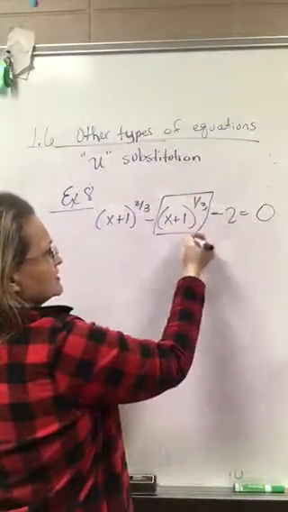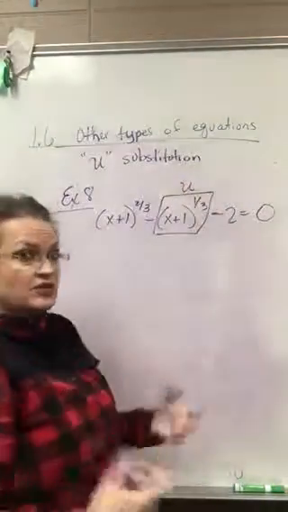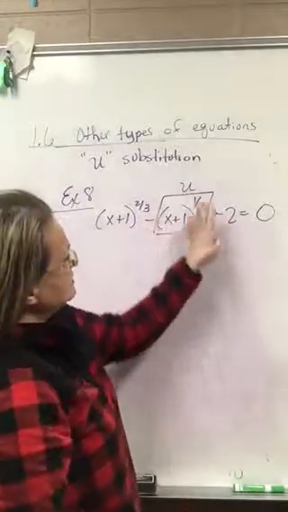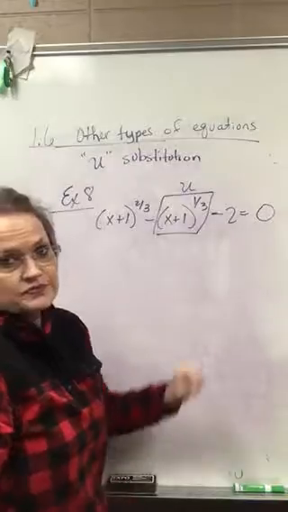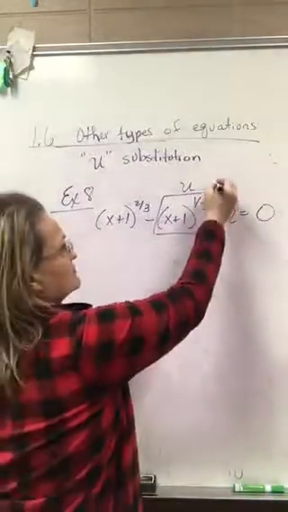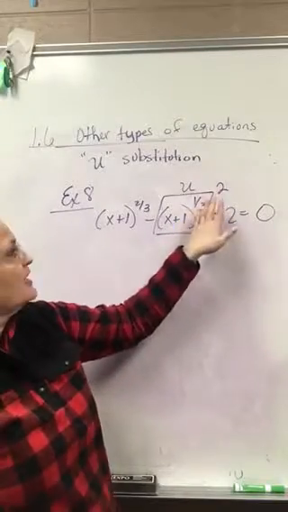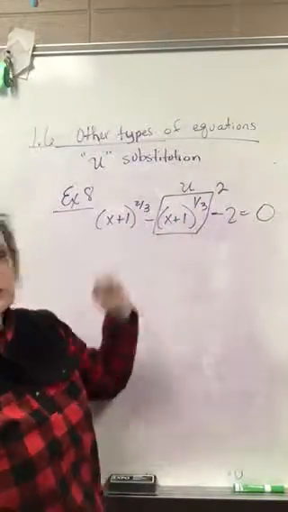If I let all of this be another symbol, like I said, the book likes the letter U normally, but it could be any symbol. If I called this whole block U, and I were to square this block, you'd multiply the exponents, and 1/3 times 2 is 2/3.